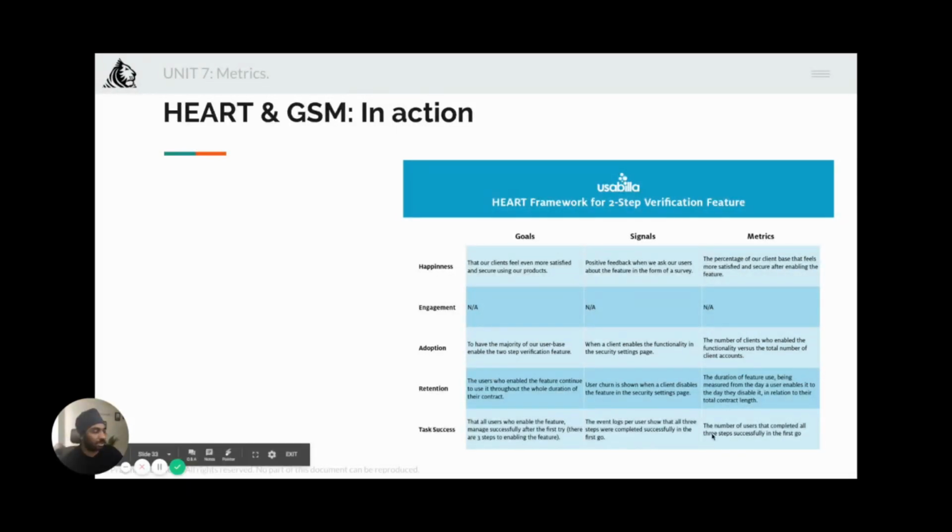And metric would be the number of users that completed all three steps successfully in the first go. It should be a ratio actually. This is a bad metric. Honestly, this is a very bad metric. The number of users that completed all three steps successfully in the first go. Let's say it was 100. So what? 100 out of a million users, 100 out of 1,000 users, 100 out of 200 users, right? It can change the entire picture, right? So good metrics are typically all actionable, right? Actionable, accessible, and auditable. So this number is not actionable, for example.